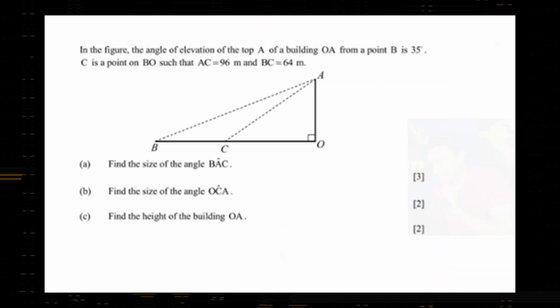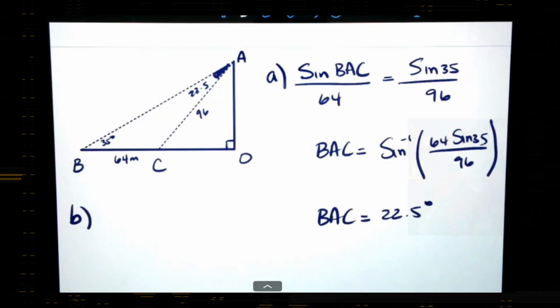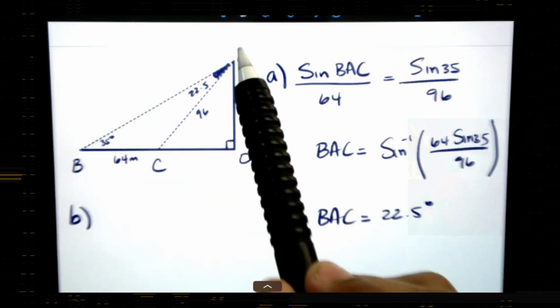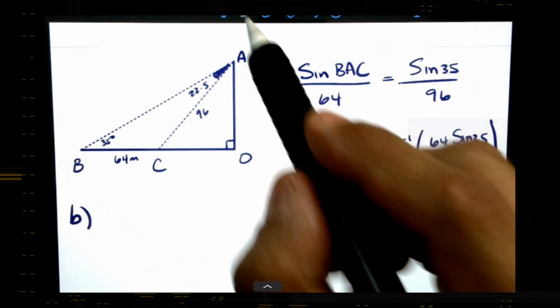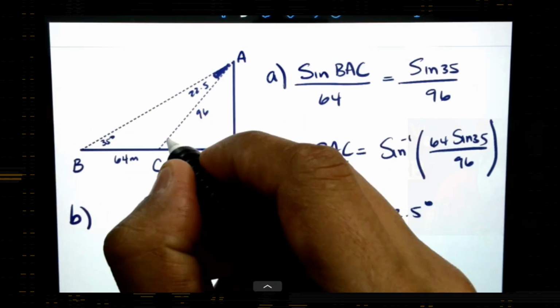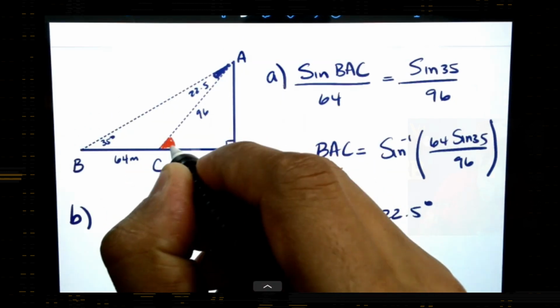Question B says, find the size of the angle OCA. Okay, let's go to the drawing. So the angle OCA, basically I'm going to highlight it with another color. Basically they are asking me for this angle, okay?